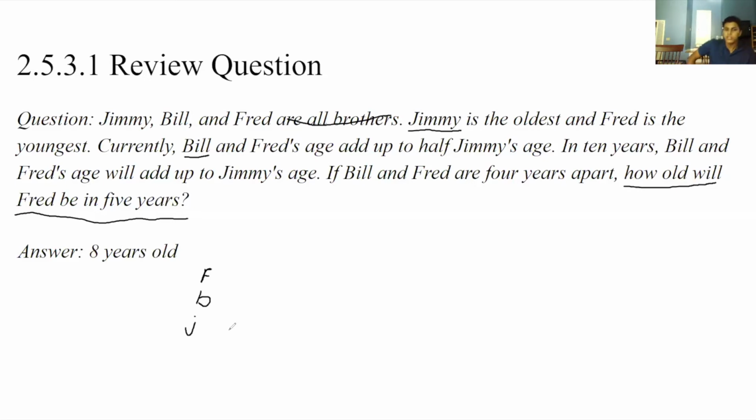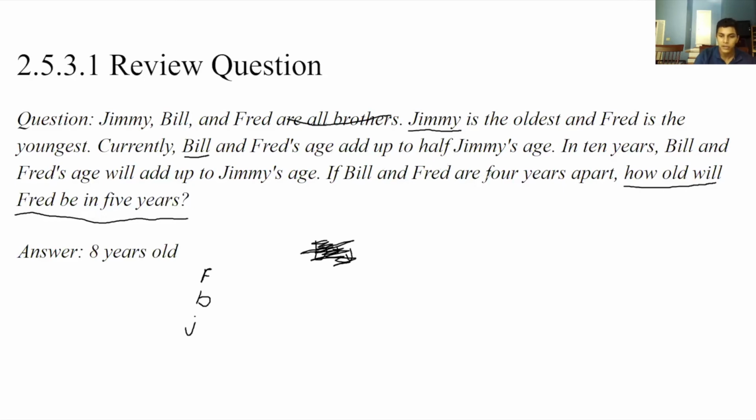But if we look at the question one more time, there's actually one more variable that we don't need, but we could create just to simplify the solving a bit. Notice how it says Bill and Fred's age add up to half of Jimmy's age. In 10 years, Bill and Fred's age will add up to Jimmy's age. So it's talking about what Bill and Fred's age together add up to, and it mentions this more than once. And of course, we could represent this as B plus F. But it might come in handy if we create one more variable to represent the sum of Bill and Fred's age, because it gives us this last piece of information.